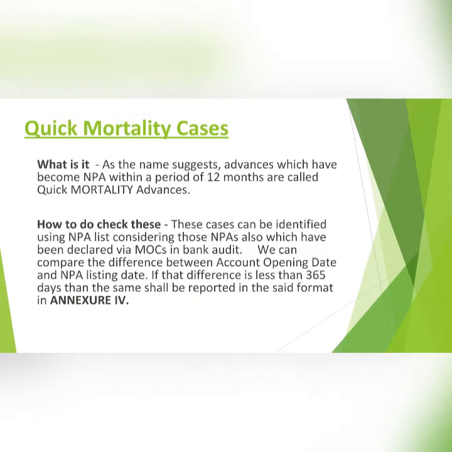Now moving forward to quick mortality cases. As the name suggests, these are those cases which have become NPA within a period of 12 months. We can check such accounts from NPA list generated by the bank. We can apply the formula to find the duration of loan using account open date and the NPA date. If that period is less than 12 months, then those are quick mortality cases.